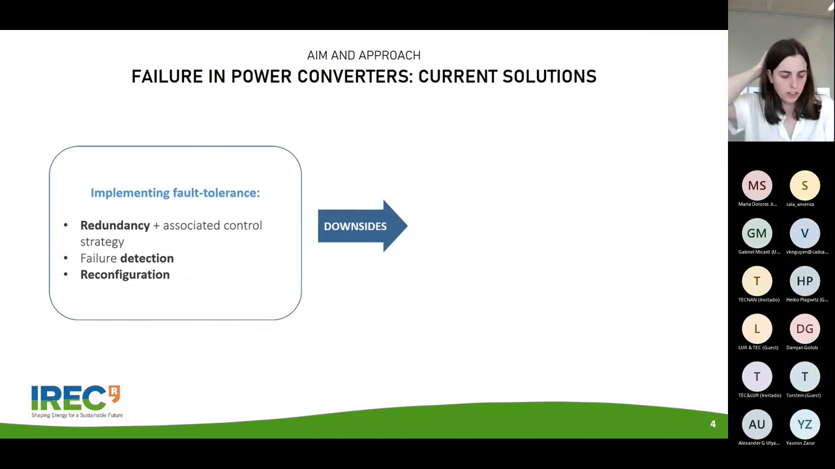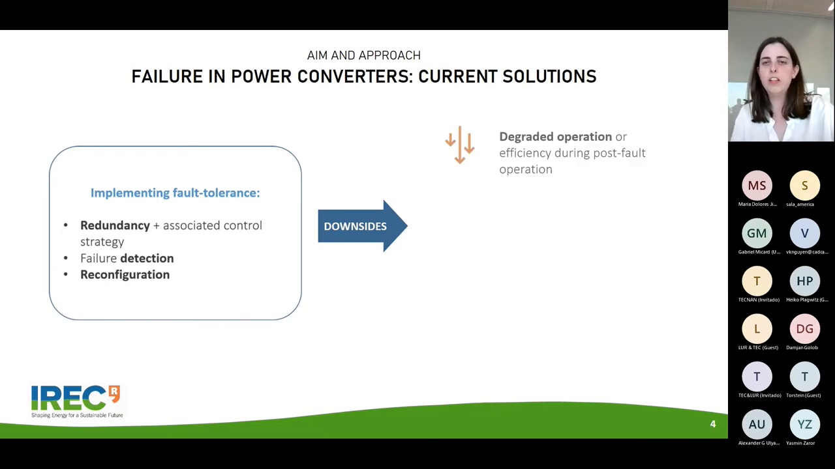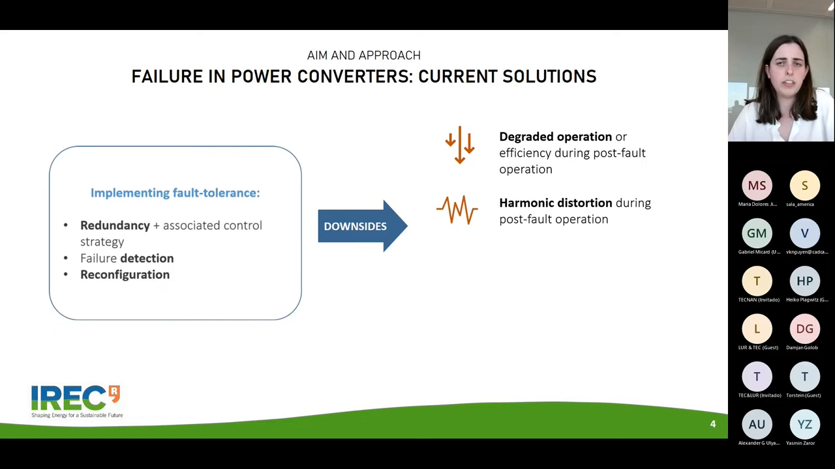Well, first of all, there are some noted and known downsides of implementing fault tolerance. The first one is that we might have degraded operation or efficiency during post-fault operation, which means that we may not be able to retrieve as much power as before the fault of the converter. The second one is that we might have harmonic distortion during post-fault operation. And this is not desired because we don't want to pour harmonic distortion into the grid. And also it's a phenomenon that could destroy components of the converter, like magnetics, for example.